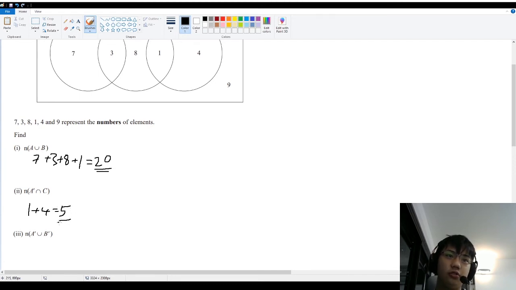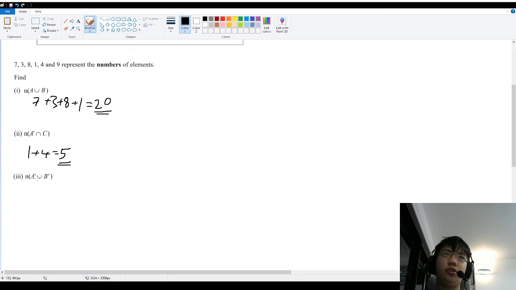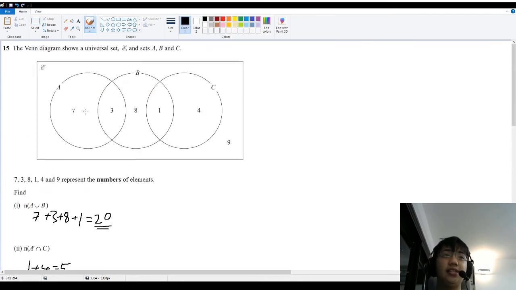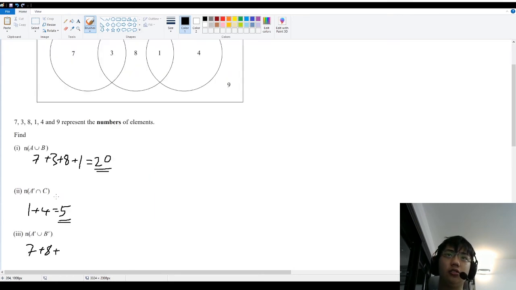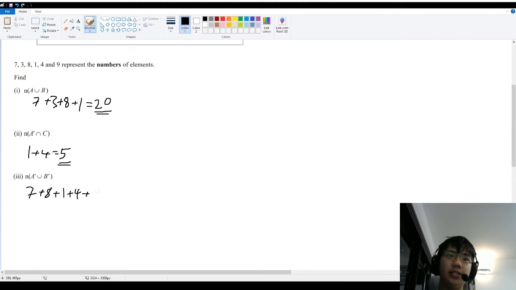And then for part 3, the number of elements in A inverse union B inverse. The elements of A inverse are 8, 1, 4, and 9, while the elements of B inverse are 7, 4, and 9. So all the underlined elements here will be involved, so all of them except 3. So 7 plus 8 plus 1 plus 4 plus 9 gives us 29 elements.